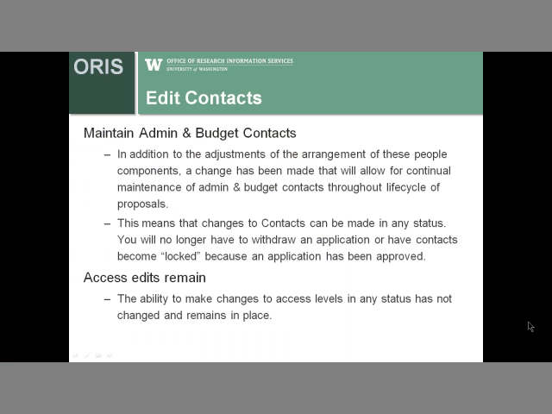In addition to the adjustments of the arrangements of these people components, a change has been made that will allow for continual maintenance of administrative and budget contacts throughout the life cycle of the proposals. This means that changes to contacts can be made in any status. You will no longer have to withdraw an application or have contacts become locked because an application has been approved. The ability to maintain changes to access levels in any status has not changed and remains in place.